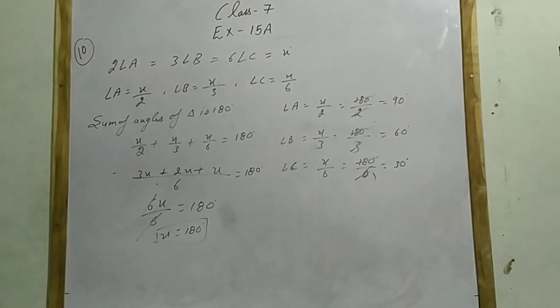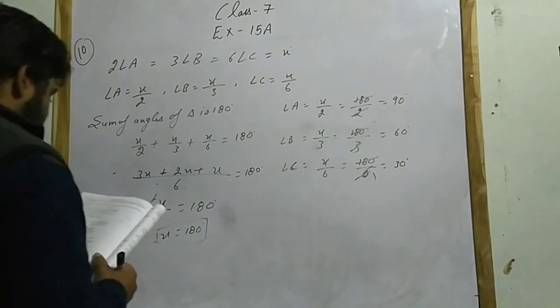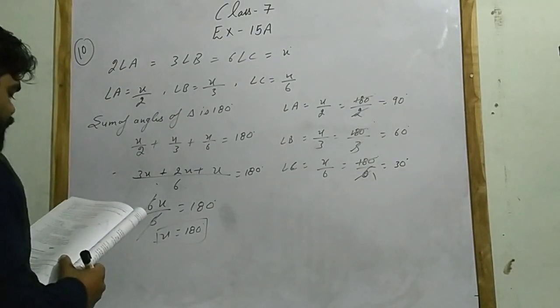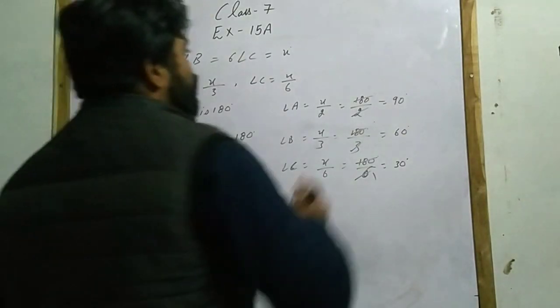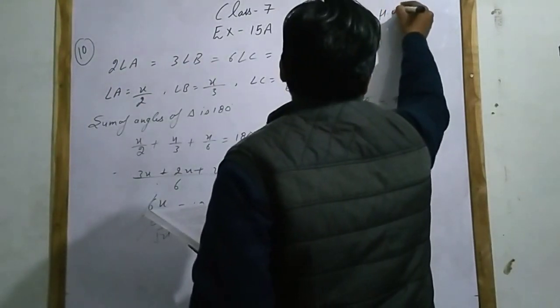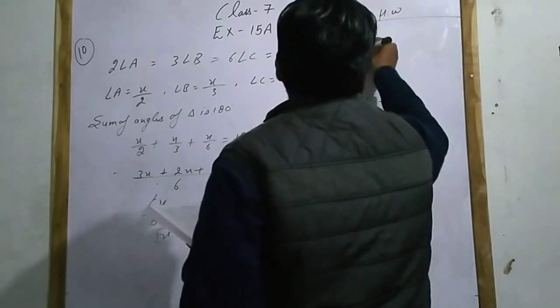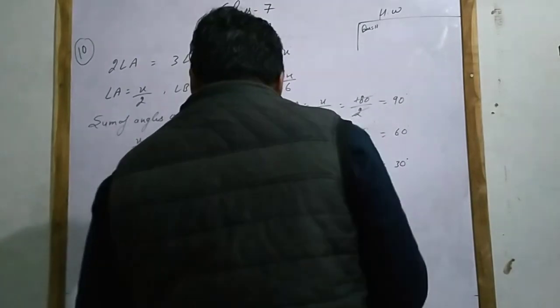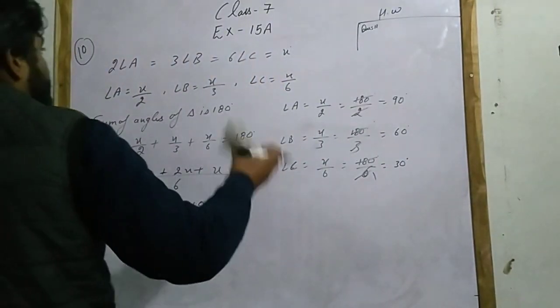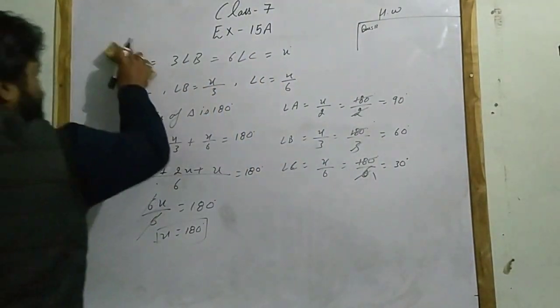Now let's come to next question. Question number 11, what is the measure of each angle of an equilateral triangle? Your homework is question number 11. It is same as compared to question number 9. Okay, now we will discuss question number 12.